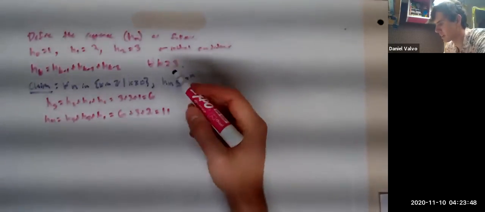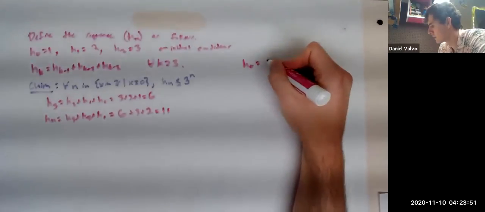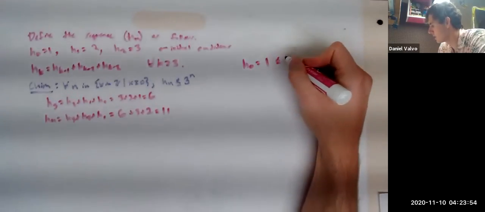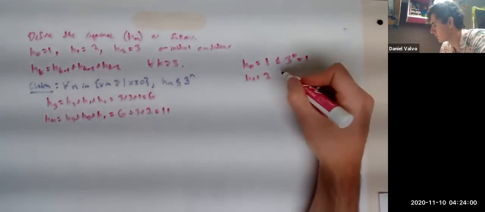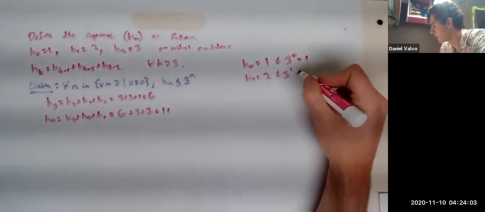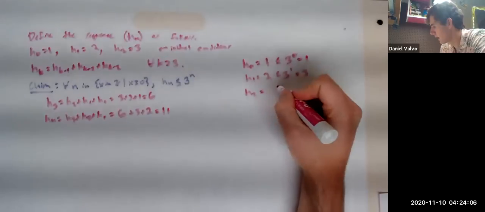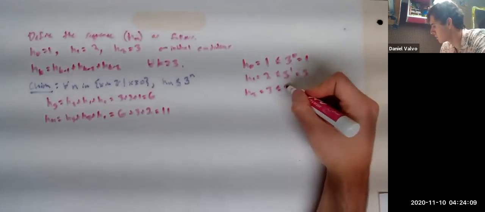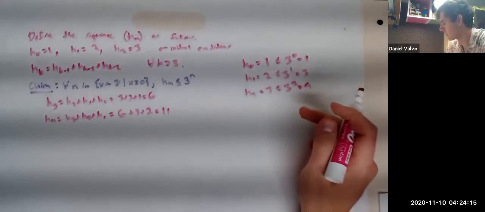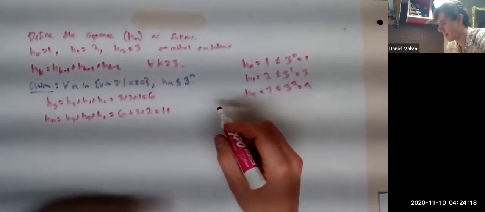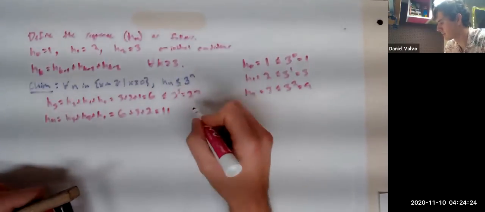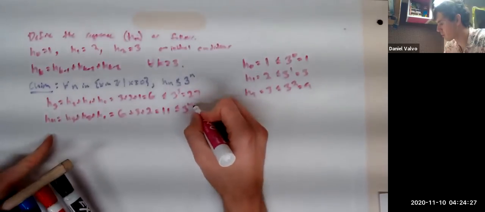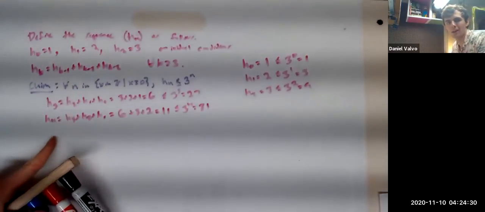And we can see it kind of makes sense, right? H of 0 equals 1, which is less than or equal to 3 to the 0, which equals 1. H of 1 equals 2, which is less than or equal to 3 to the 1, which equals 3. H of 2 equals 3, which is less than or equal to 3 squared, which equals 9. H of 3 equals 6, which is less than or equal to 3 cubed, which equals 27. H of 4 is 11, less than or equal to 3 to the 4th, which equals 81. So this seems to make sense.